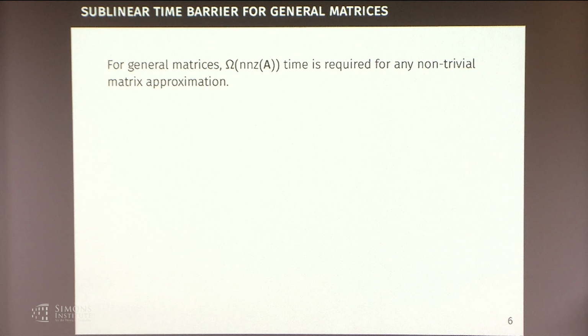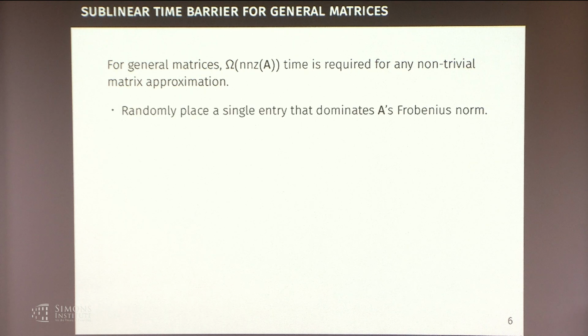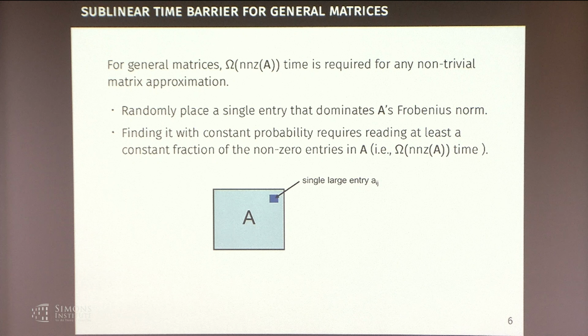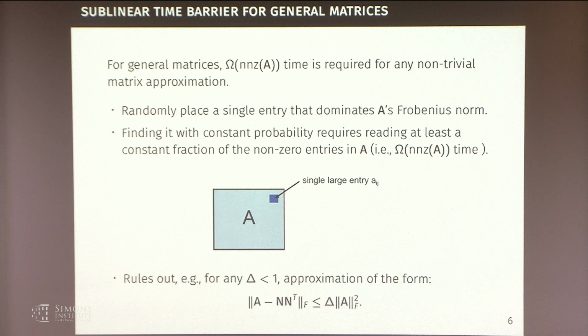For any general matrix, if I want any sort of approximation bound, I better read the whole thing. Specifically, say the matrix is all really small entries, and I just take one diagonal entry and make it really large. Basically any good approximation to A is going to have to know that that entry is large. And if I even want to identify that entry with constant probability, it's in a random location, so I can't really do anything but randomly guess where it is. I basically need to read a constant fraction of the non-zero entries in A in order to find this large entry. So if I have a general matrix A and want any non-trivial approximation bound, say A minus the low-rank approximation is less than 1 times A's Frobenius norm, so anything where I can't just return 0, I better read basically the whole matrix.